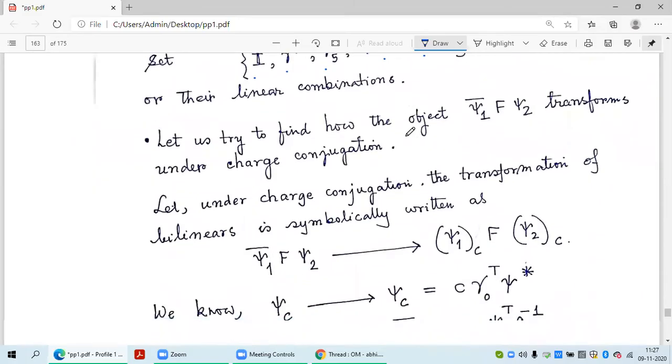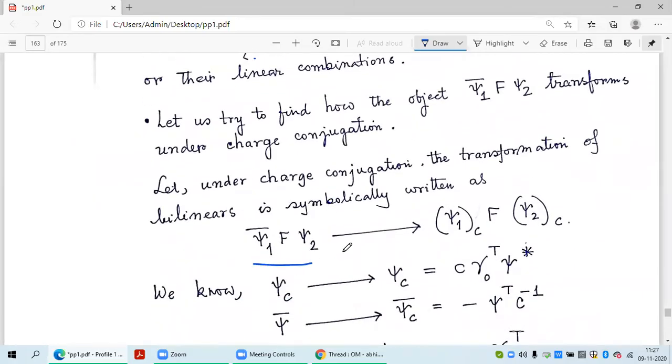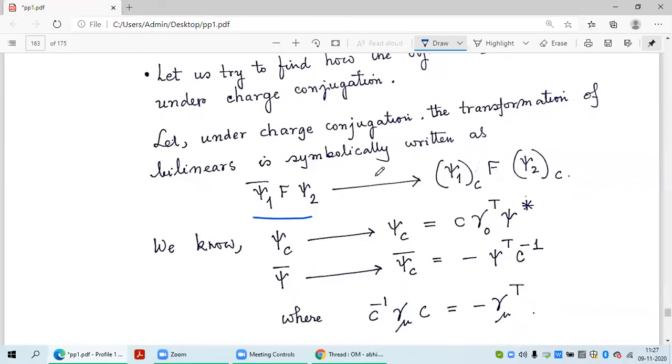Now, to find the charge conjugation of this object, let's symbolically write it like this. Under charge conjugation, it should transform like this. We know psi transforms to psi c, and psi bar goes to psi c bar, which we have just shown. So these are psi c and psi c bar.